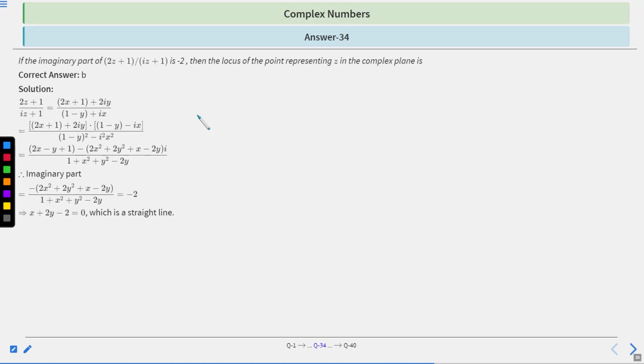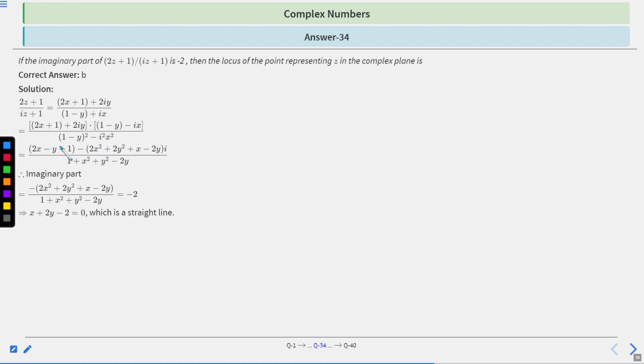Okay, so 2z plus 1 upon iota z plus 1. Let's put z as x plus iota y, right? So it will be 2x plus 1 plus 2 iota y upon 1 minus y plus iota x, right? After solving this, now we can rationalize it, right? Because in the denominator, iota is there, right? So after rationalizing, we can multiply with 1 minus y minus iota x upon 1 minus y minus iota x in the numerator and the denominator.